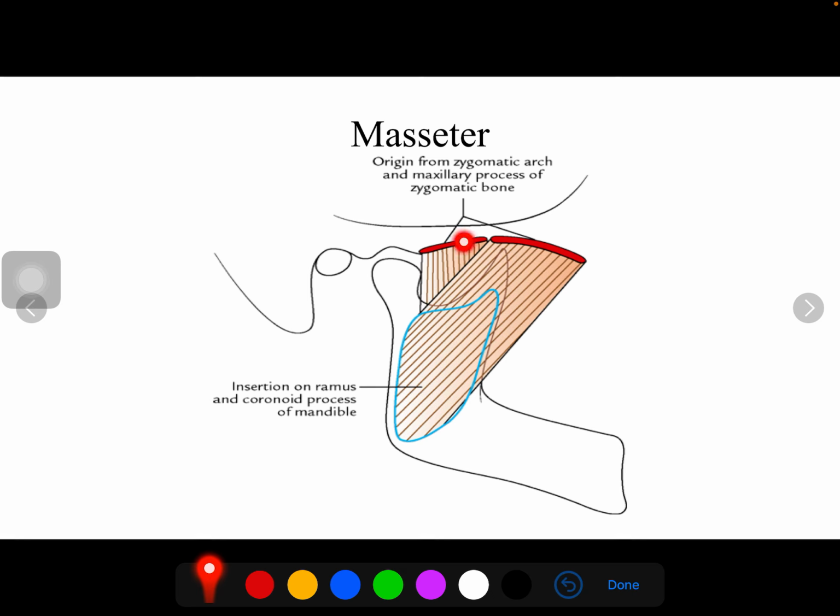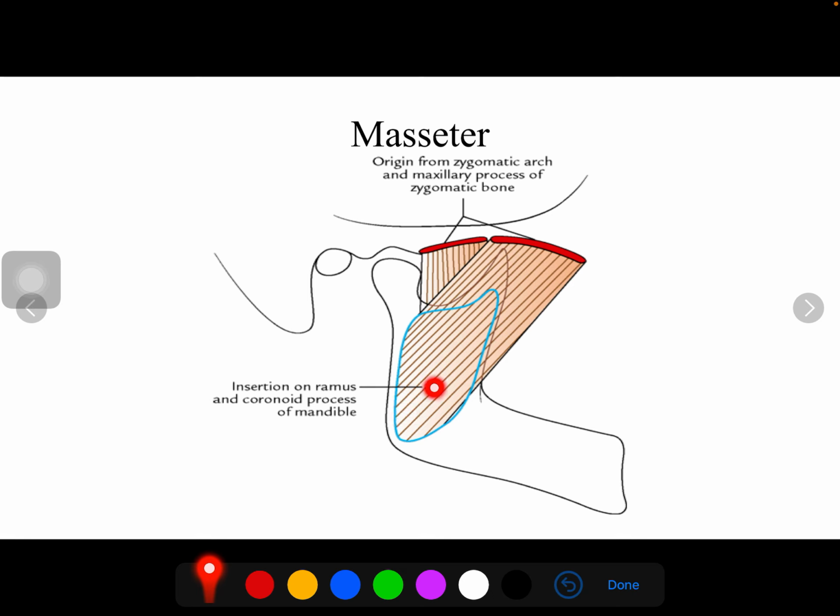The second one, the middle layer, originates from the lower margin of the posterior 1/3 of the zygomatic arch. The third one, the deeper layer, originates from the deep surface of the zygomatic arch. That's all about the origin of the masseter. The next one, insertion. The 3 layers are inserted into the lateral surface of the ramus of the mandible at 3 different places.